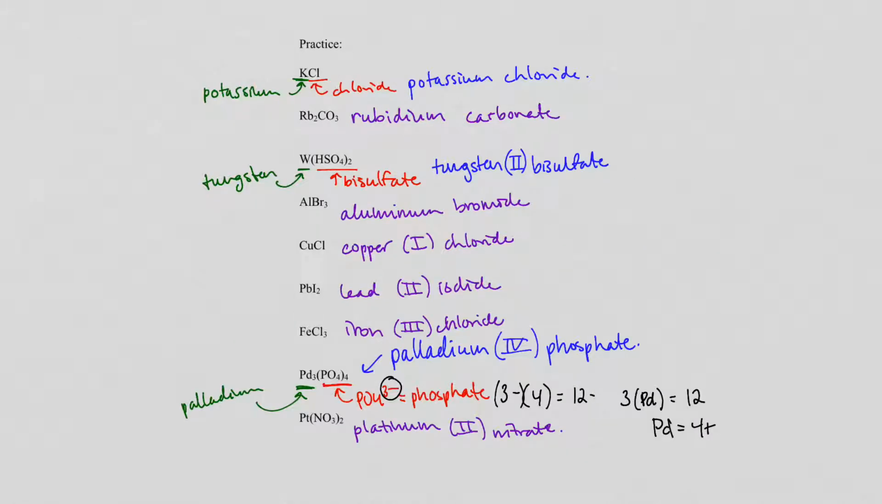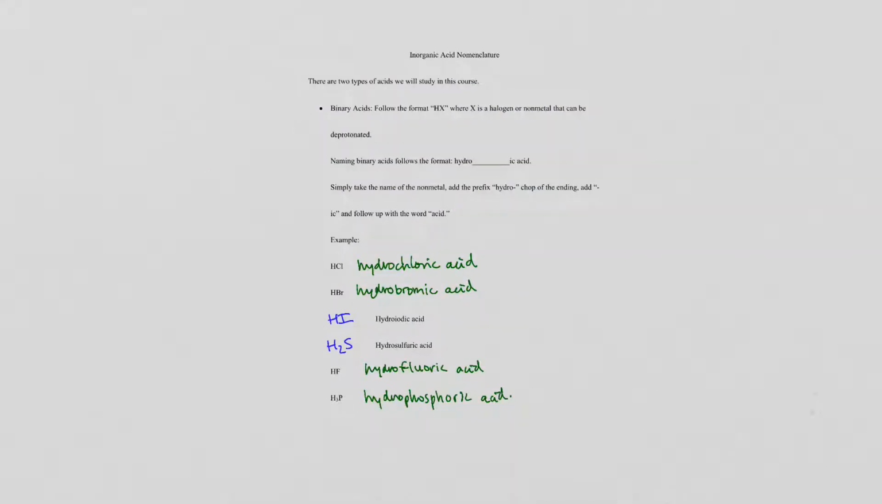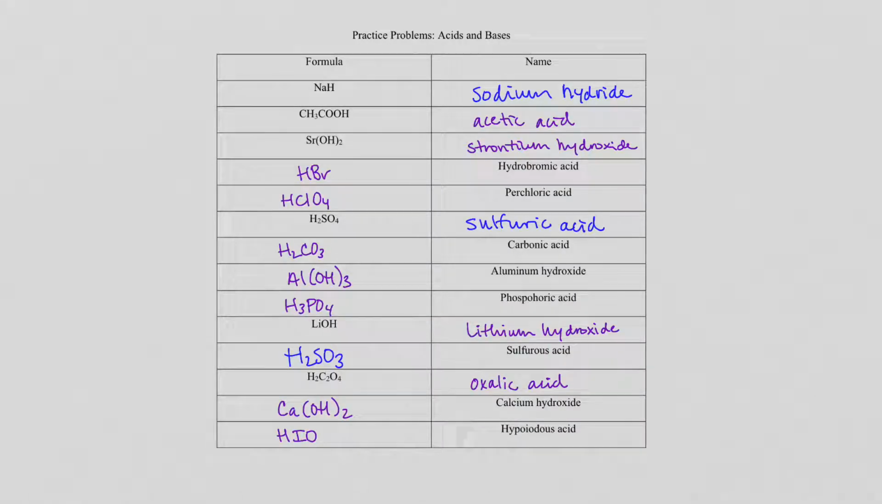Here are the ionic compound practice problems. Notice the charges of the transition metals. And here is the acid-base practice problems. If you didn't recognize that this is the oxalate anion, that's what that was. So oxalic acid, hypoiodic acid, hypo. Cool.